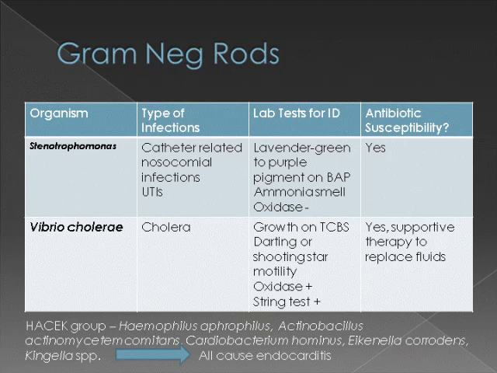On the bottom there, I have a little reminder of the HACEK group. There are your components of the HACEK group. We have Haemophilus aphrophilus. That's my favorite species because it rhymes. Then we have Aggregatibacter actinomycetemcomitans, Cardiobacterium hominis, Eikenella corrodens, and Kingella species. The reason they're all grouped together like this is because they all cause endocarditis and they are all rods.